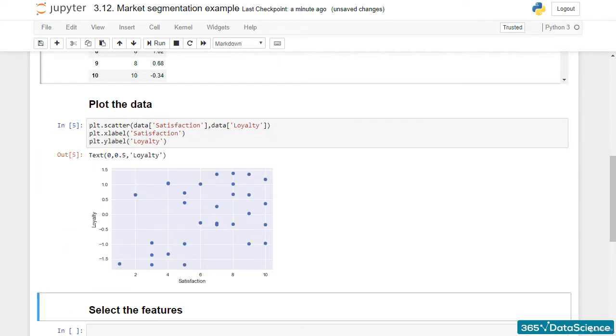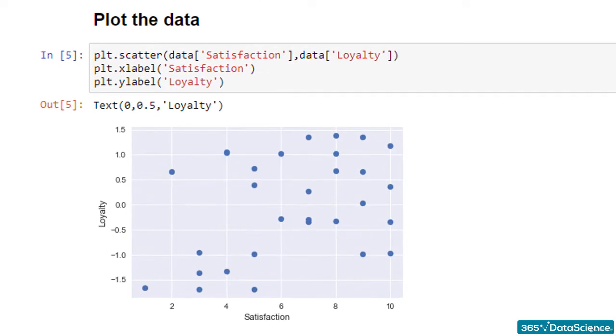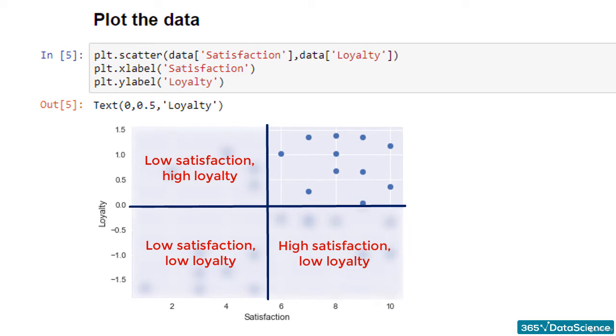We can kind of identify two clusters by looking at the graph. This one and that one, right? Well, before we perform any analysis, let's reason about the problem for a while. We can divide this graph into 4 squares. Low satisfaction, low loyalty. Low satisfaction, high loyalty. High satisfaction, low loyalty. And high satisfaction, high loyalty.